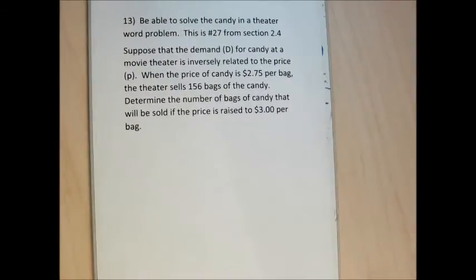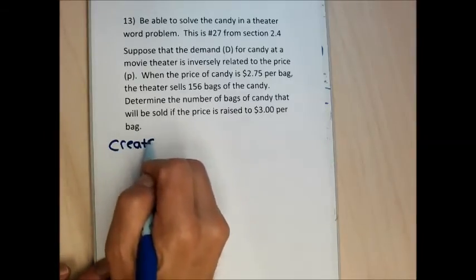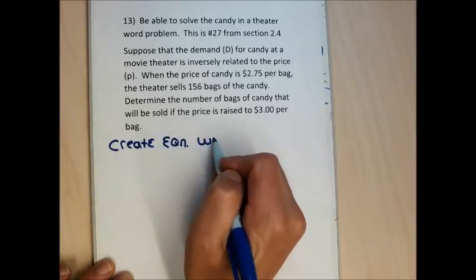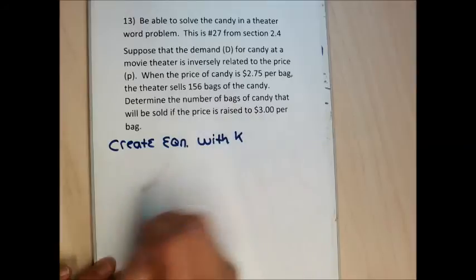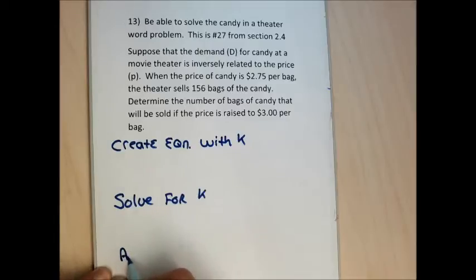Apparently, problem 13 is just another problem from your homework that I might have done in the video, or you may have done already. So this is the same 3-step process. Create an equation with a k. Solve for k. And then answer the question. It's not really even a question, but I'm going to create an answer.